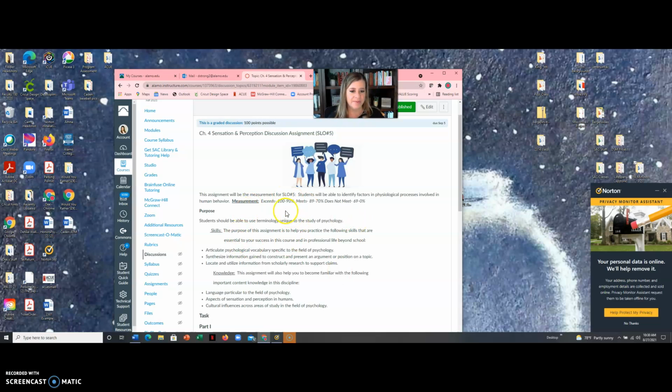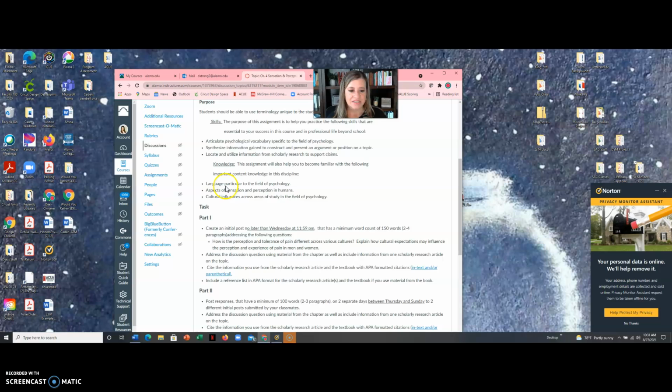You can read a little bit about the measurement. I'm also using this to count as your student learning outcome, that's what SLO stands for, number 5. And of course you get a grade for it. What you need to do is post your initial post by this coming Wednesday, a little before midnight. The word count is about 150 words, which is about 2 to 4 paragraphs. And what you're writing about is how the perception and tolerance of pain differ across various cultures. Explain how cultural expectations may influence the perception and experience of pain in men and women.